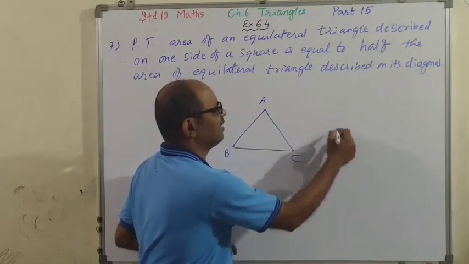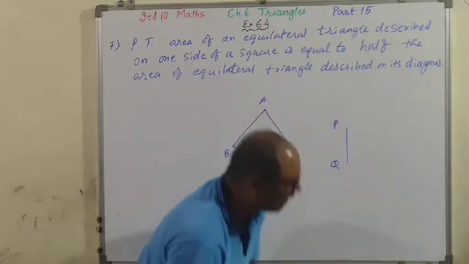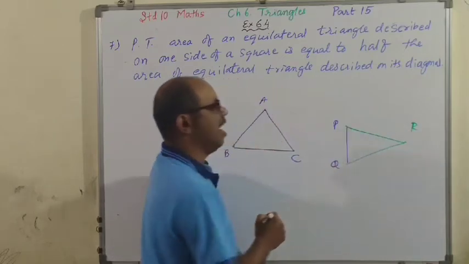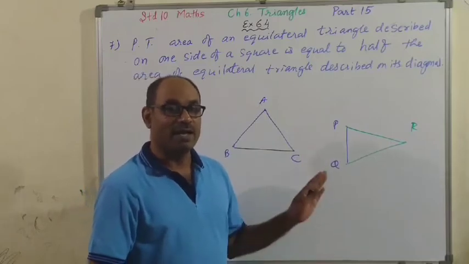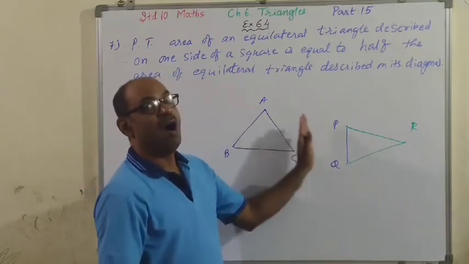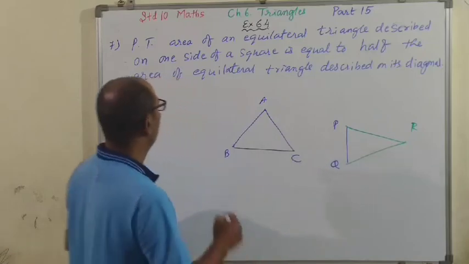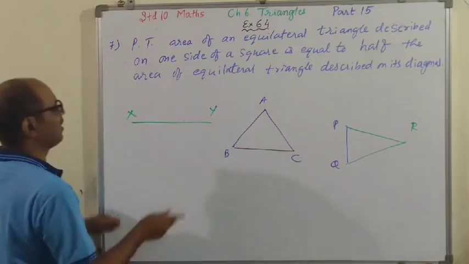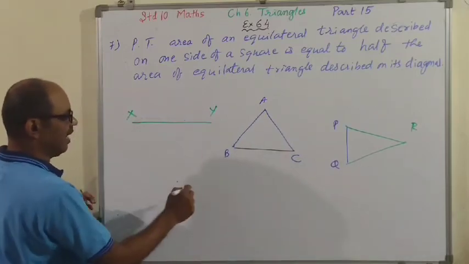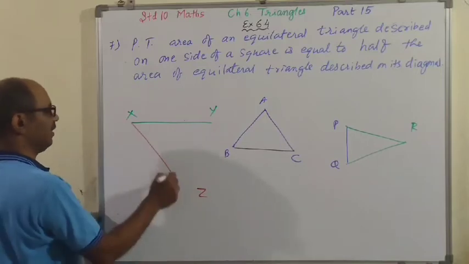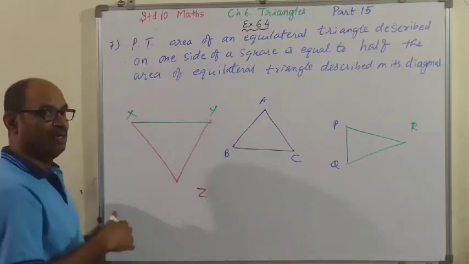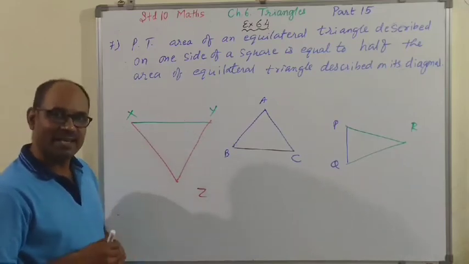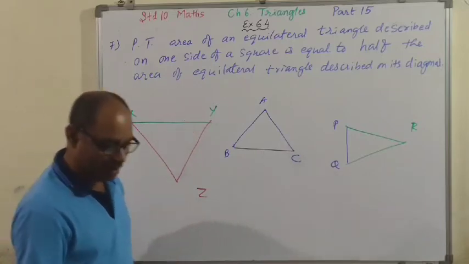Let me take another line segment PQ. Outside this PQ, I am taking a point R and joining P and R, Q and R. So I got triangle PQR. Triangle PQR is described on line segment PQ. Well, here is line segment XY. Outside this line, not on line, outside that, I take a point Z and join Z with X, Z with Y. So triangle is formed. This is called triangle described on side XY, line segment XY. Is that clear? That word comes here.